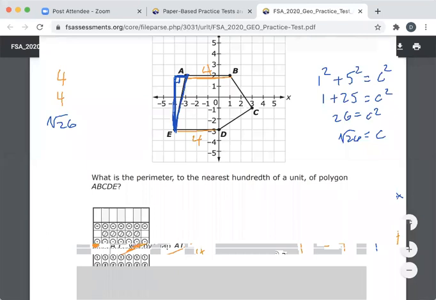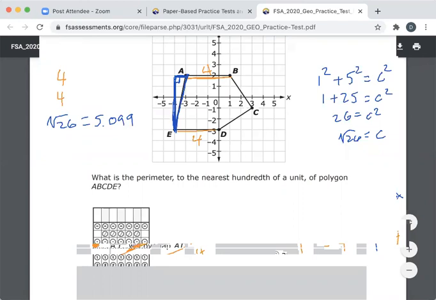Now let's look at side BC. Well, let me find out what square root of 26 is really fast. Did you know that on your calculator, you can turn it sideways and get a scientific calculator? It's pretty cool. Okay, so the square root of 26 is 5.099. All right.